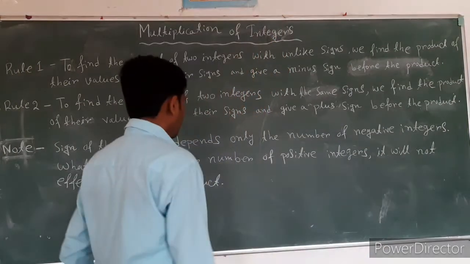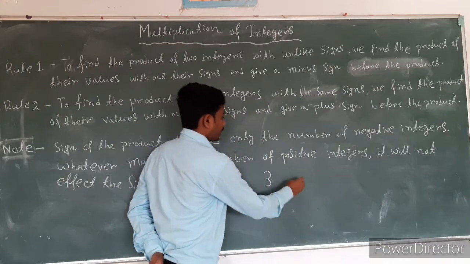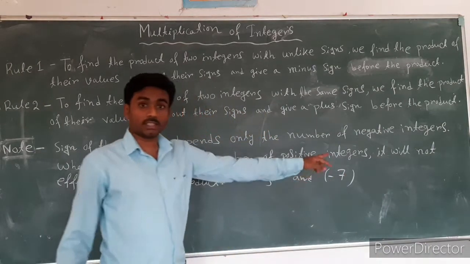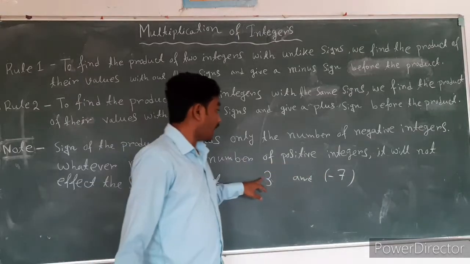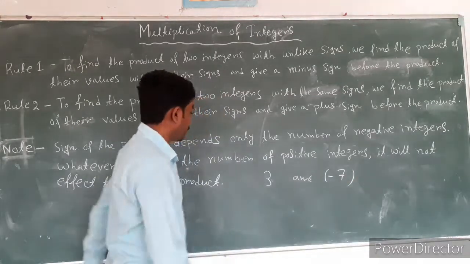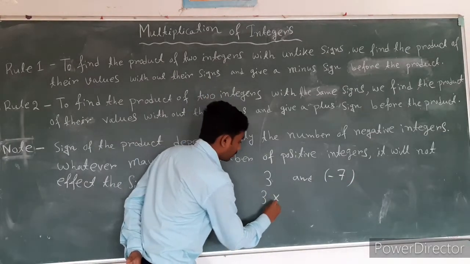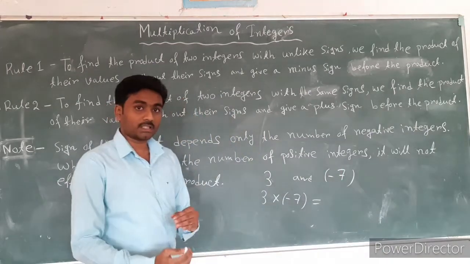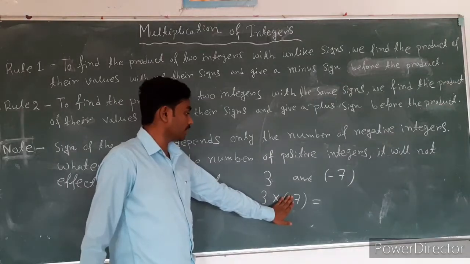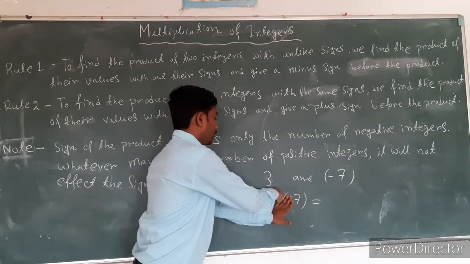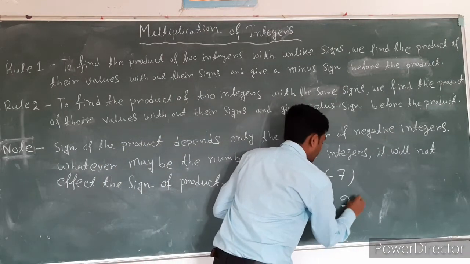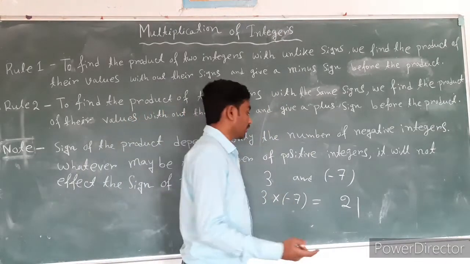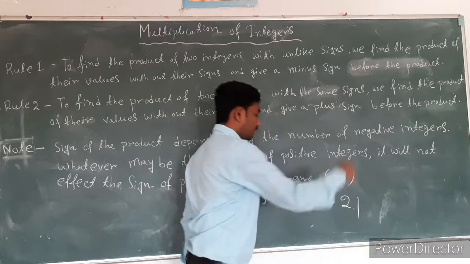For example, suppose 3 and -7. Both are integers and they have unequal signs. So when we multiply 3 by -7, first we multiply the numbers excluding their signs. So 3 into 7, we get 21, and give a negative sign before the product.